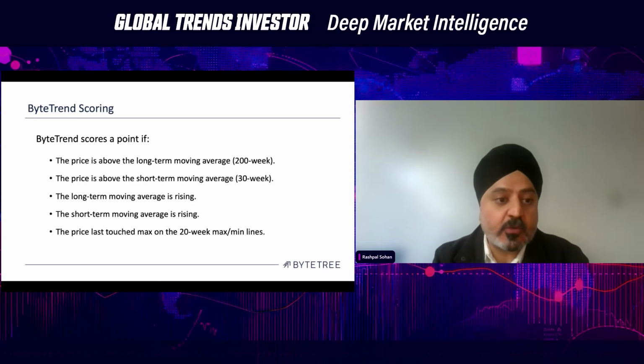And then finally, we look at, did the price last touch the maximum, the 20-week maximum? If it did, it scores a point. That's a key factor, that even if the price touched it and it fell back, and it was the last touch with the maximum, it still scores a point. So in total, a stock can score 5, which means a very strong trend, or a 0, which means it's a very weak trend. And depending on the strength of the trend, between a 0 and a 5.